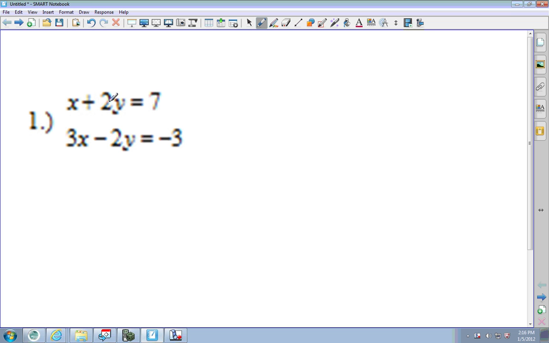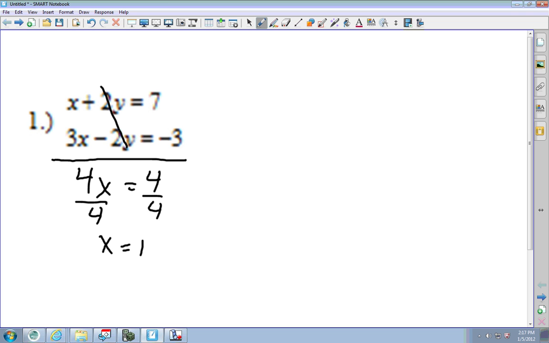So we're going to combine these two equations together. Right here, I'm going to draw the line to add them together. I have 1x and 3x. 1x plus 3x is 4x. 2y minus 2y, that makes 0. 2 minus 2 is 0. The y's cancel out. Equals 7 minus 3 is 4. From here, I'm going to divide by 4, just like solving an equation. X equals 1.